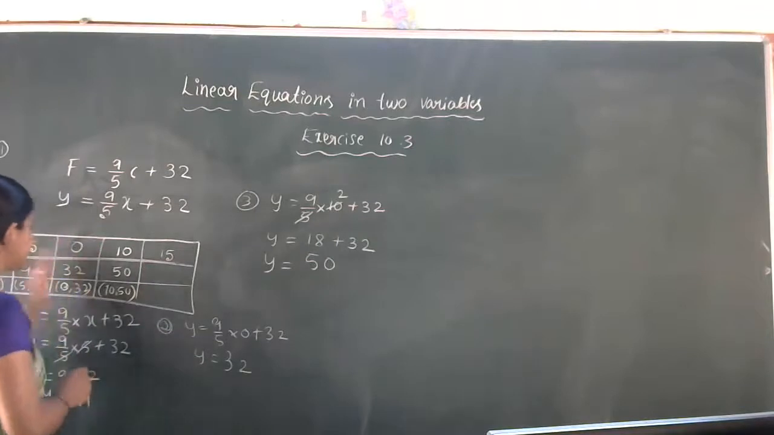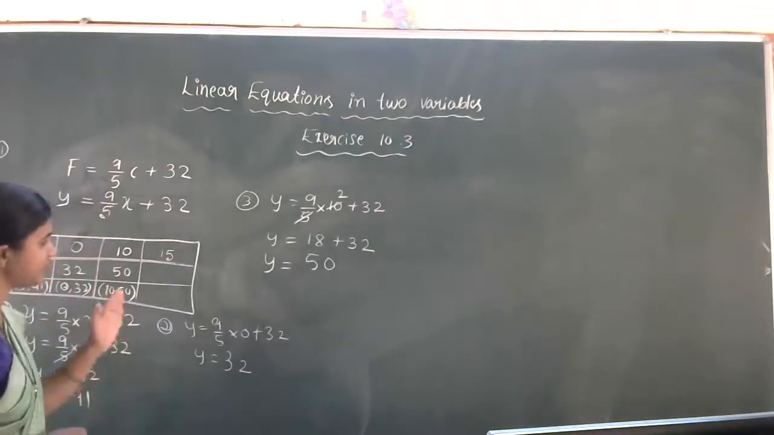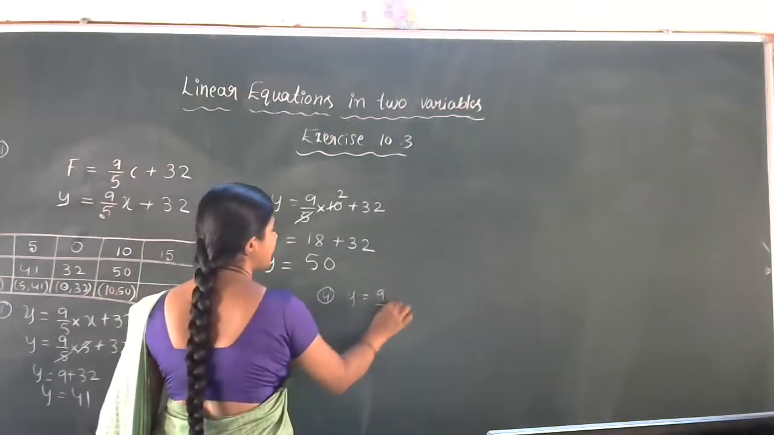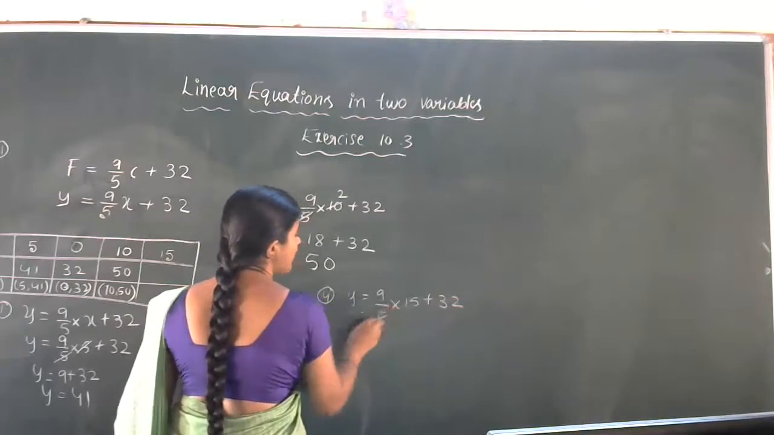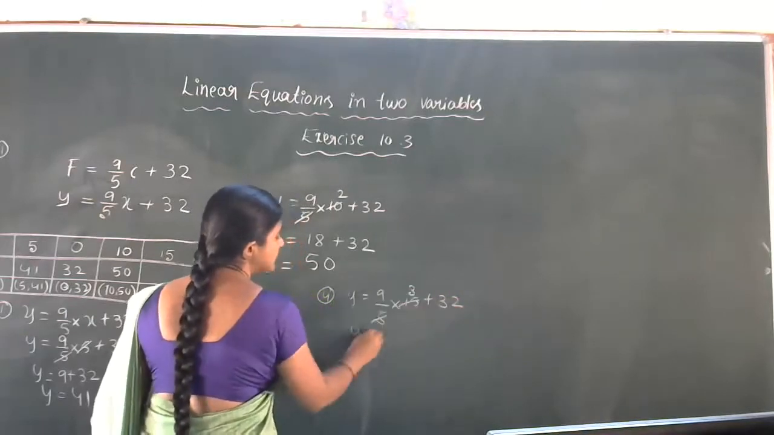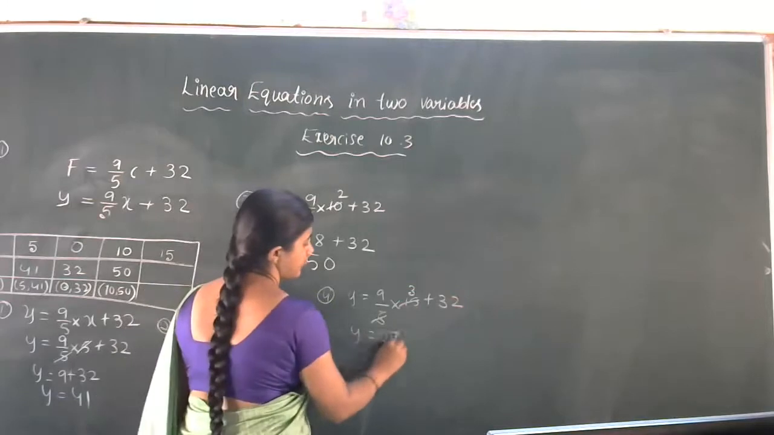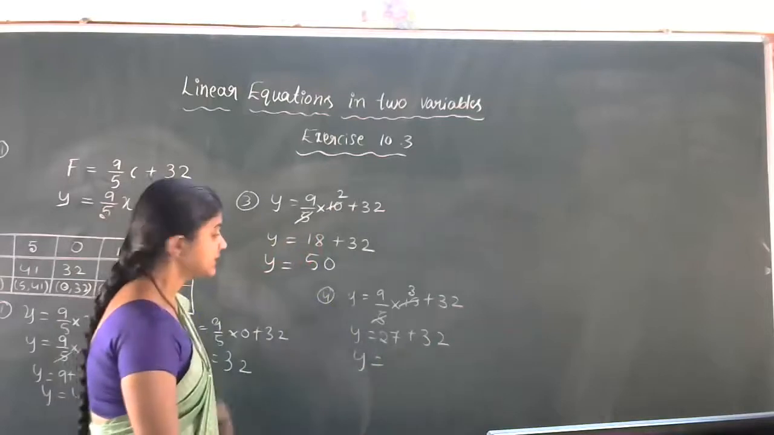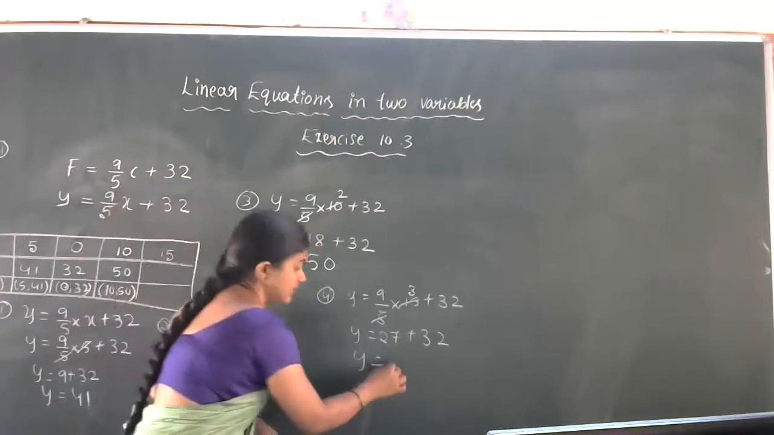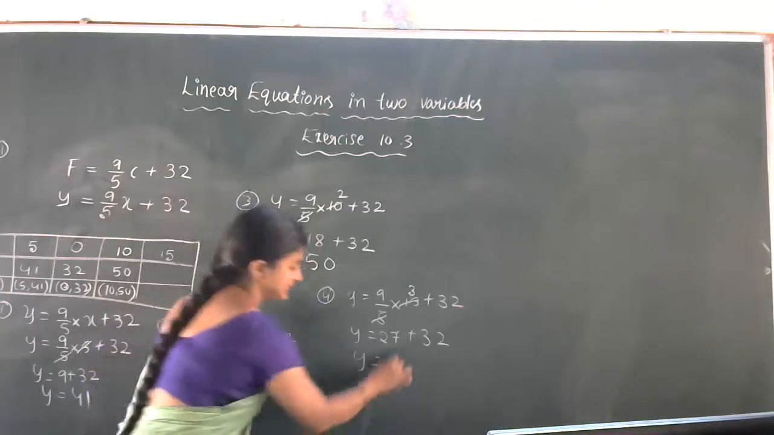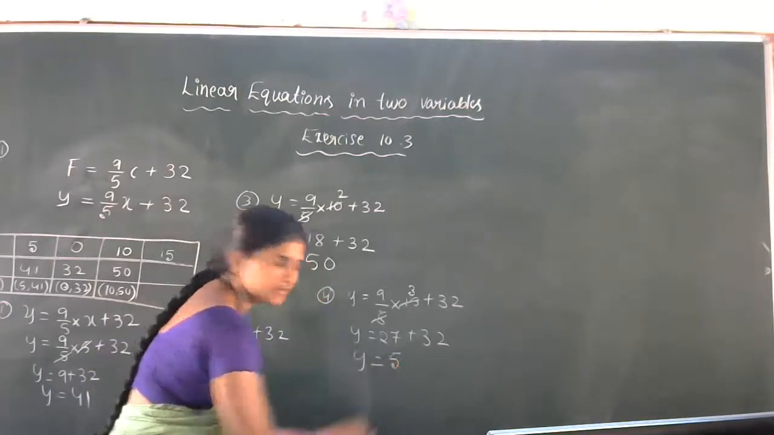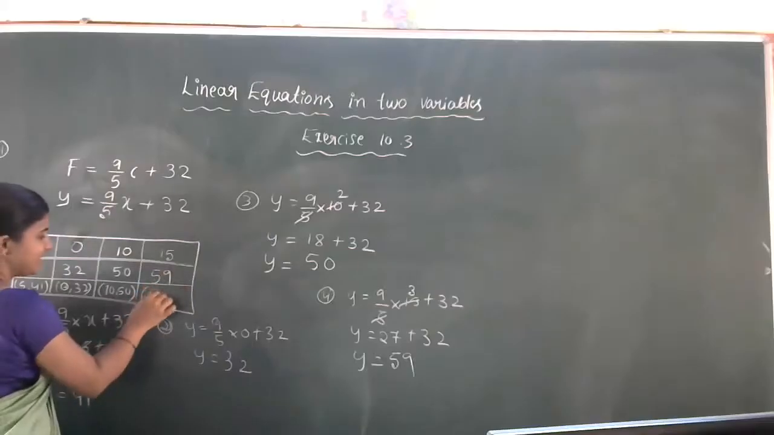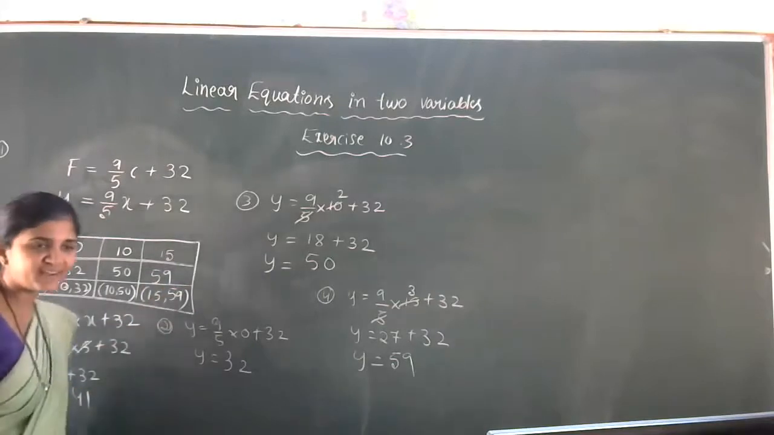Next, you take 15. I think three data points are sufficient, but if we take 15, what happens? Fourth one, y is equal to 9 by 5 into 15 plus 32. 5 threes are 15, so y is equal to 32 plus 27. How much? 59. So 15 comma 59. Got the idea of this concept now, students?